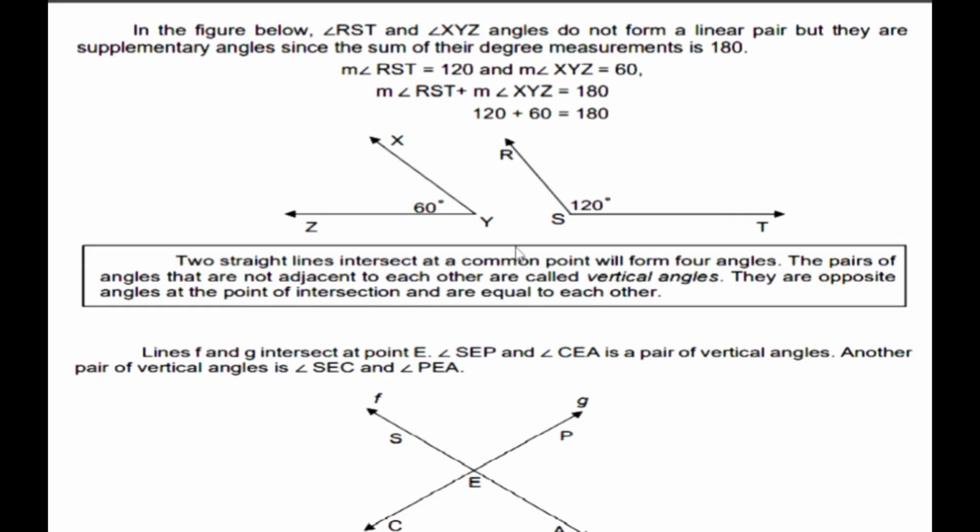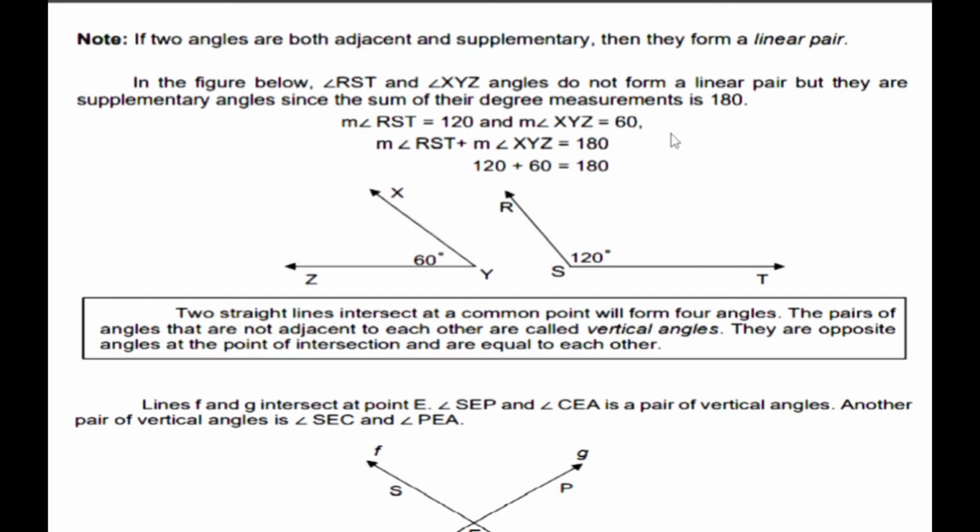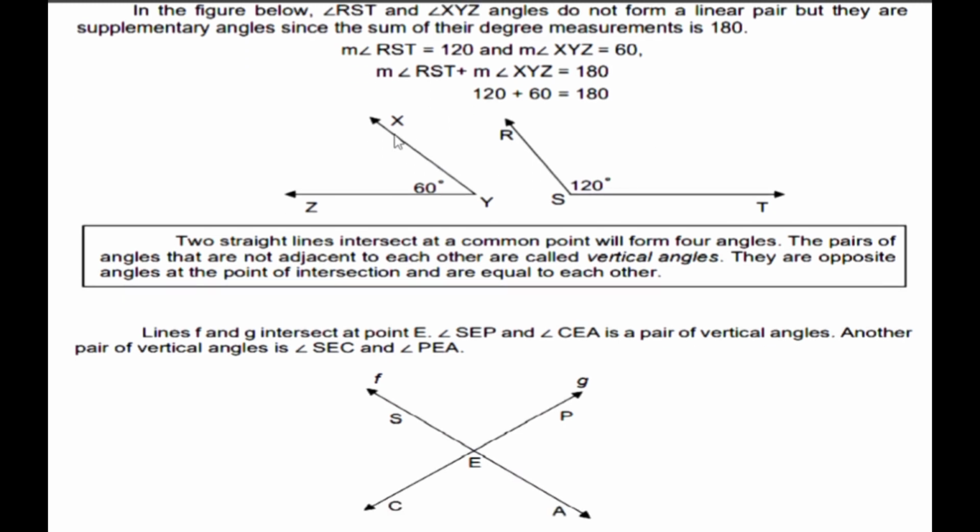Let us proceed to the second example. This is not an adjacent angle. They don't have the same vertex and same side. So we have angle XYZ and angle RST. They are supplementary angles because the measure of angle XYZ is equal to 60 degrees and the measure of angle RST is equal to 120 degrees. When you add these angles, it is equal to 180. So 60 degrees plus 120 degrees is equal to 180 degrees. So these two angles are supplementary angles.